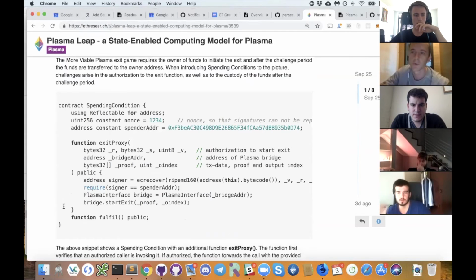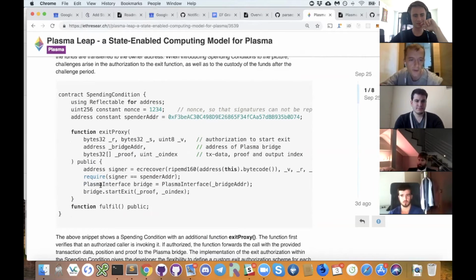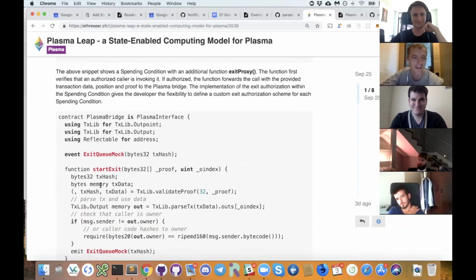You take that same code and you deploy it on the Ethereum main network. And ideally, in your spending condition, you have implemented a function that is called the exit proxy. And what does the exit proxy do? It just checks some kind of authorization again, because you don't want anyone to be able to exit your contract, right? And then it calls the Plasma contract and it calls the start exit function. So it pulls itself out of the Plasma chain by its hair, so to say.